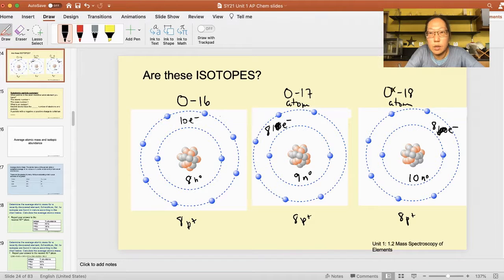Okay, so technically I should write this out. Another way to express this is like this. 18 at the upper part here. Okay, and then down here is the atomic number, which would be 8. All right, so those are isotopes.